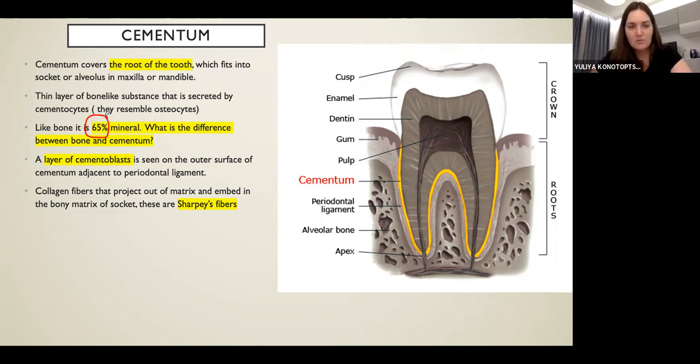However, there's one major difference between bone and cementum. What is that? Identical to bone, yet there is a difference. And actually, it is the same difference as with cartilage.